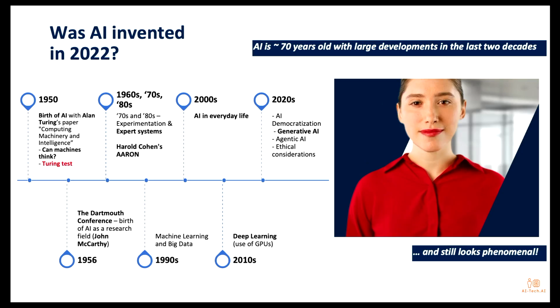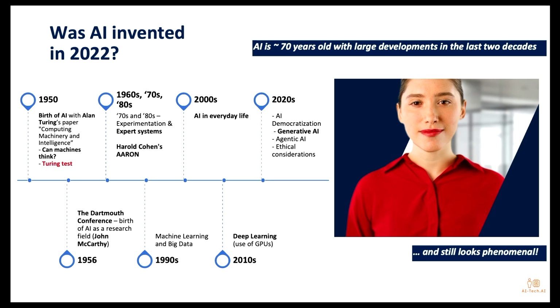So, was AI invented in November 2022 when OpenAI launched ChatGPT? What do you think? No. AI has been around for at least 70 years. It all started in the 50s with Alan Turing, who wrote the paper Computing Machinery and Intelligence. I didn't want to make a mistake on the title. It posed the very important question: can machines think? That led to the Turing test, which was originally called the imitation game. The Turing test is really whether a human can distinguish between a human and AI in a conversation. And today, for the first time ever, we have many AI systems that actually pass the Turing test.